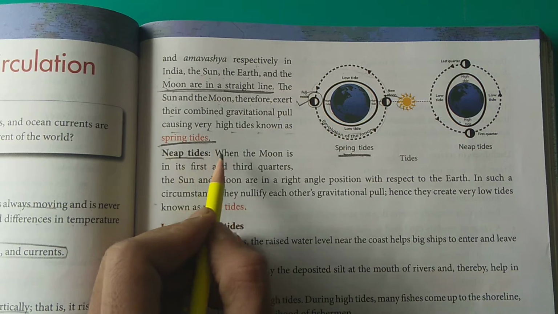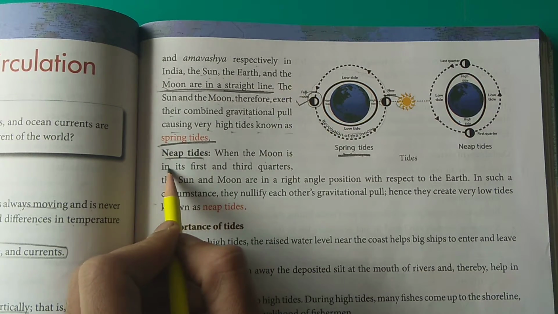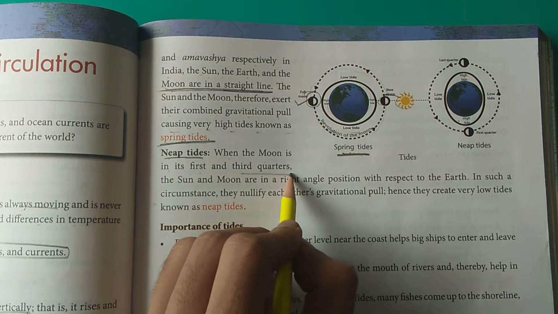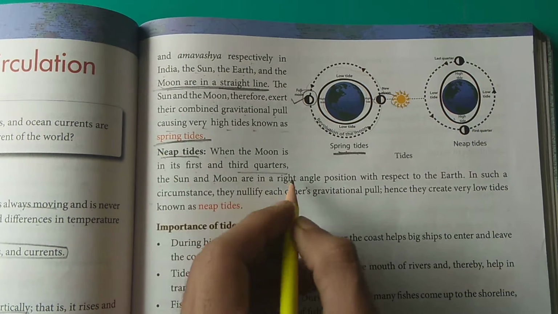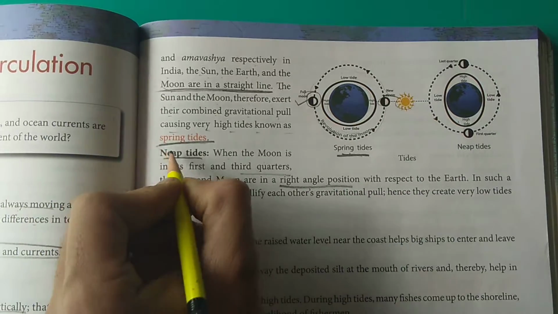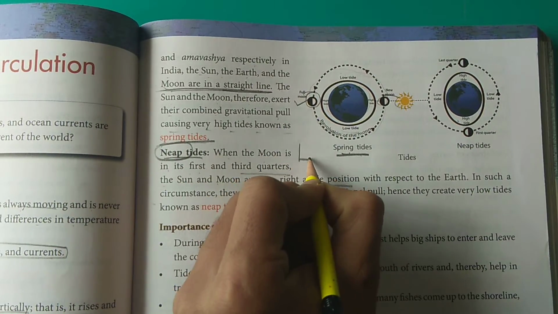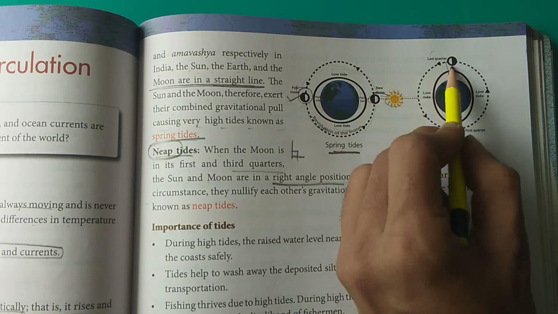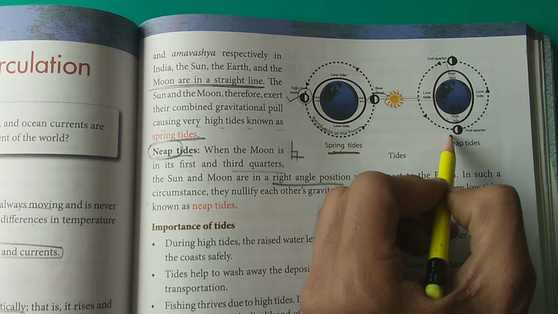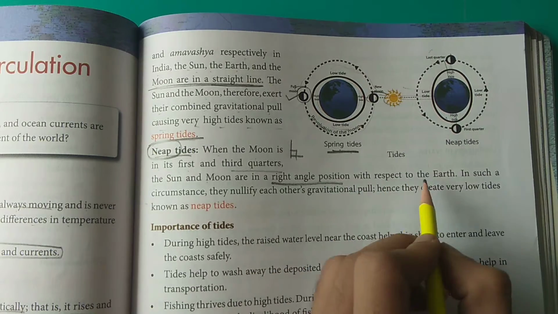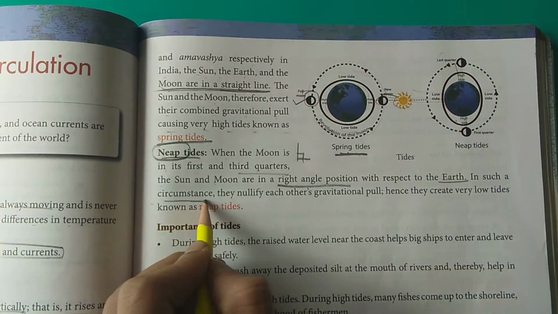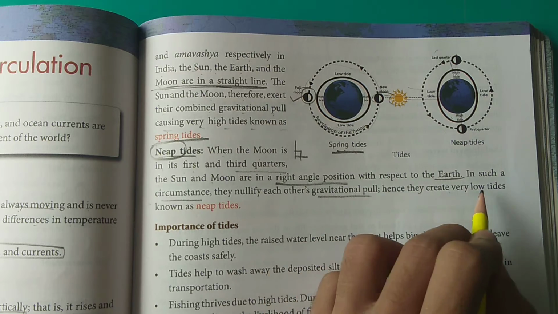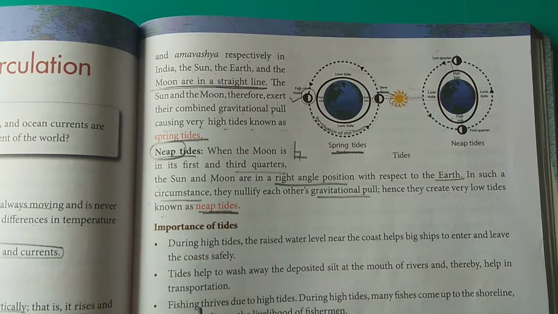Now neap tides. When the moon is in its first and third quarters, the sun and the moon are in a right angle position. In neap, there is a right angle position. You can see that. Right angle position to the earth. In such circumstances, they nullify each other's gravitational pull. Hence, they create a low tide known as neap tide.